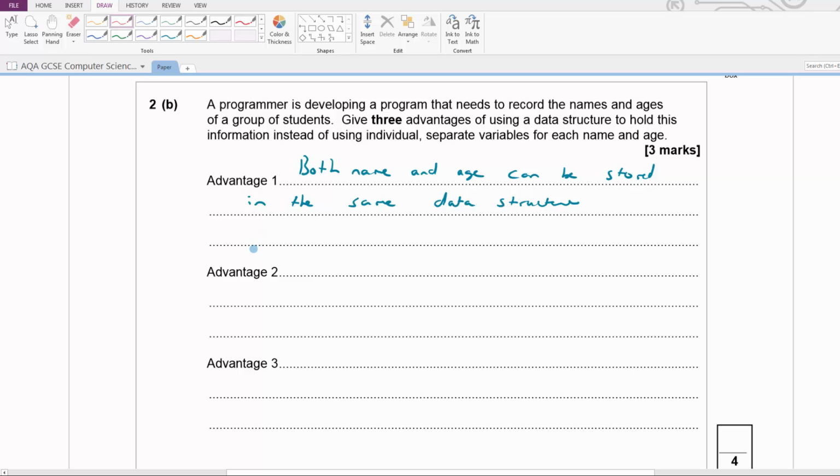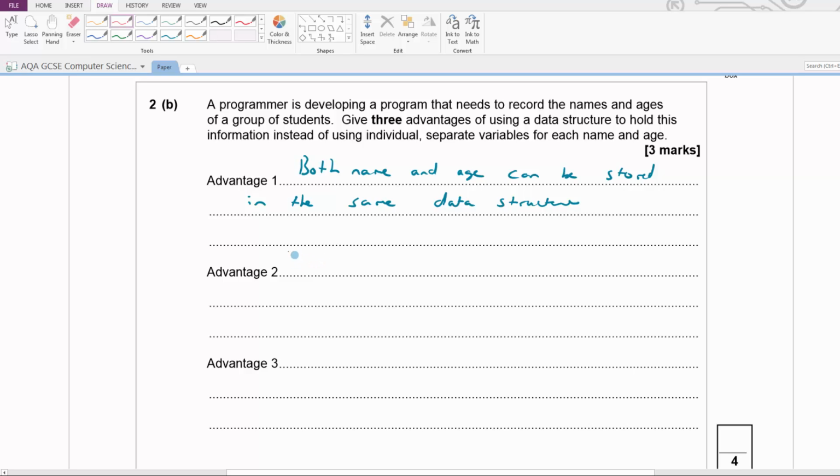So a second advantage is we're not told how many students we have in this group. It could be 5 students, it could be 10, it could be 50, it could be a range of students. The program could be constantly updating. And if we have a separate variable for each name and age, it'd sort of be like, okay, name 1, name 2, but we don't know how many it's going to go up to, which I can't think of how you would program that. Whereas if you had a data structure, some data structures are implemented quite strict, so you might have to declare how many elements are going to be in your data structure, but not always. They can be quite flexible.